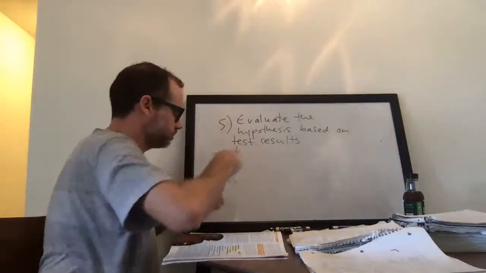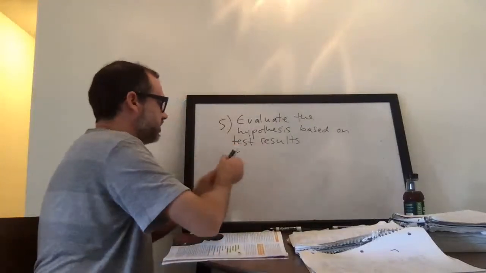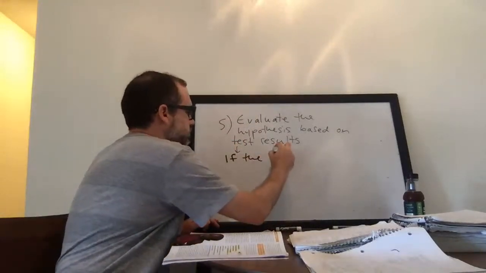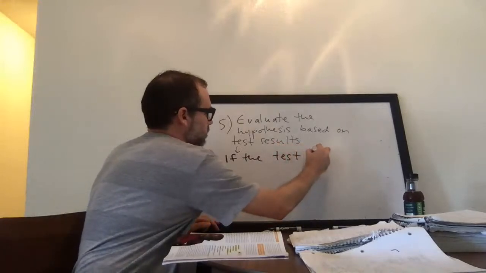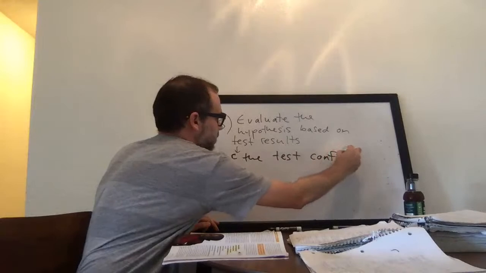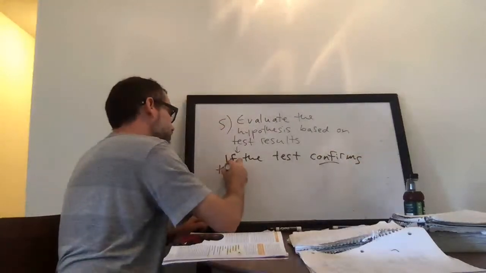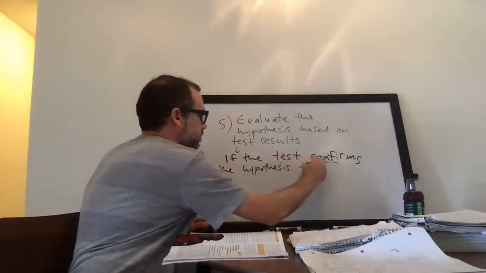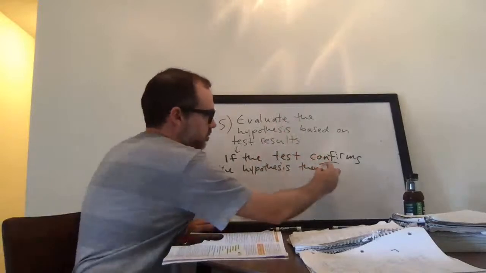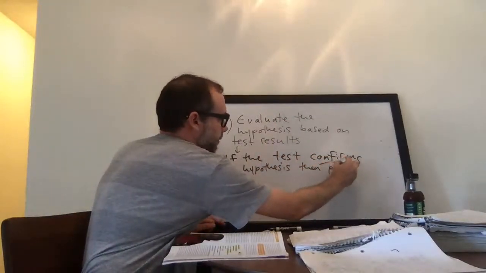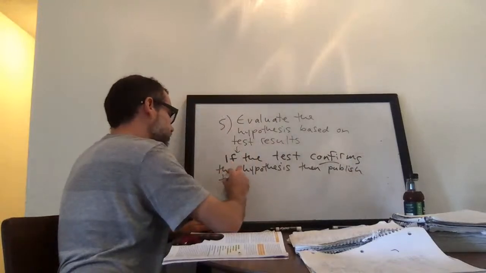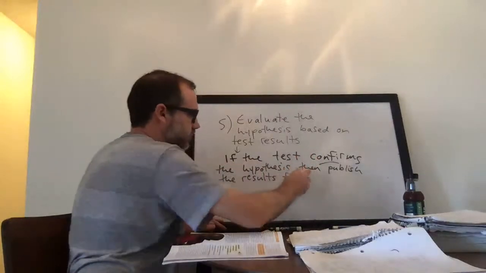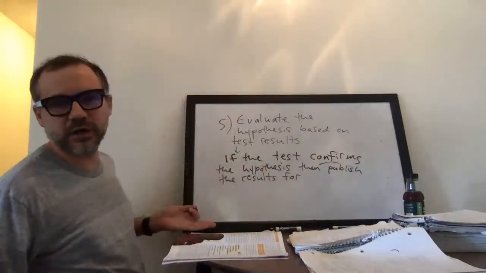So let's talk about what happens in either of those two outcomes. If the experiment verifies the hypothesis, if the test confirms the hypothesis, then that's success. So in that case, then you publish the results for further confirmation by other scientists.